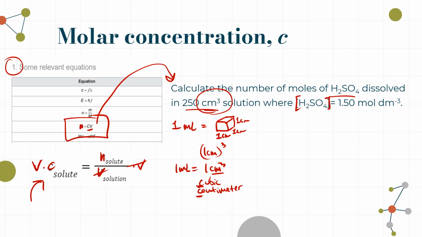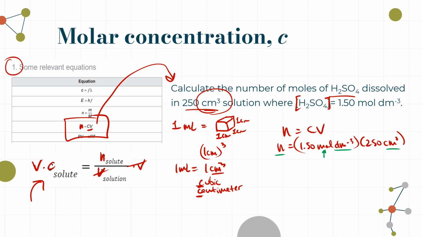Let's use our formula. n is equal to CV. The number of moles is equal to the concentration, 1.50 moles dm^-3, times the volume, 250 cm^3. Oh no, those are not a match. I need to make these units match so that I can cancel them out to keep just the moles, because that's what we're trying to find. So how do I convert cm^3 to dm^3?